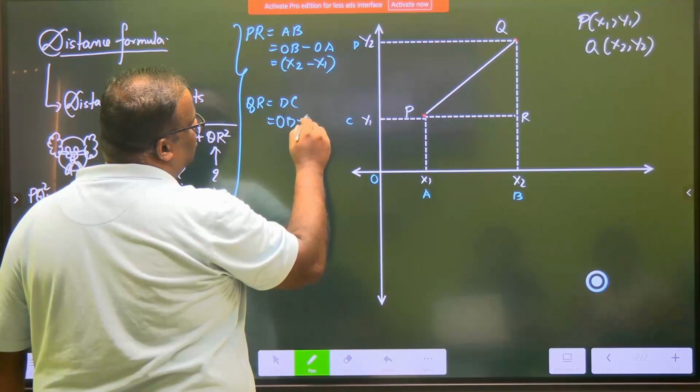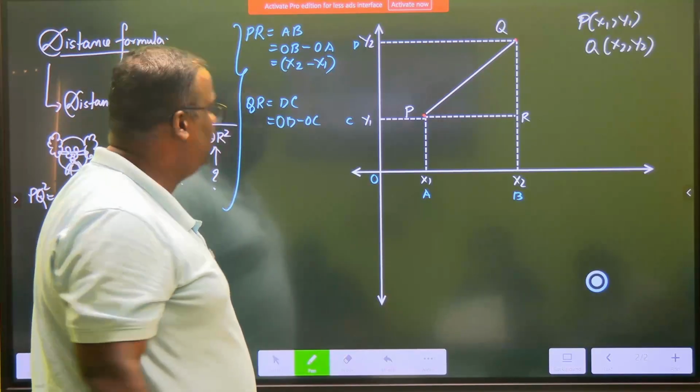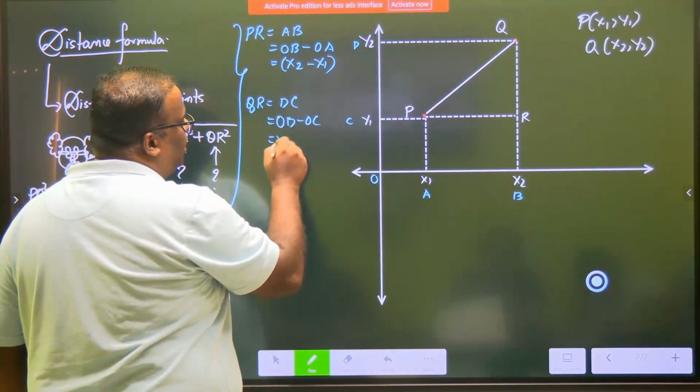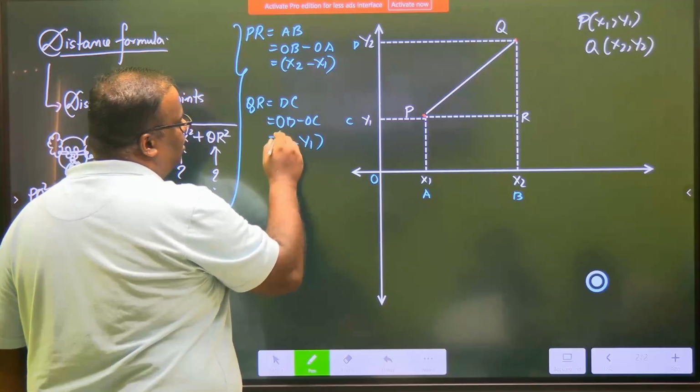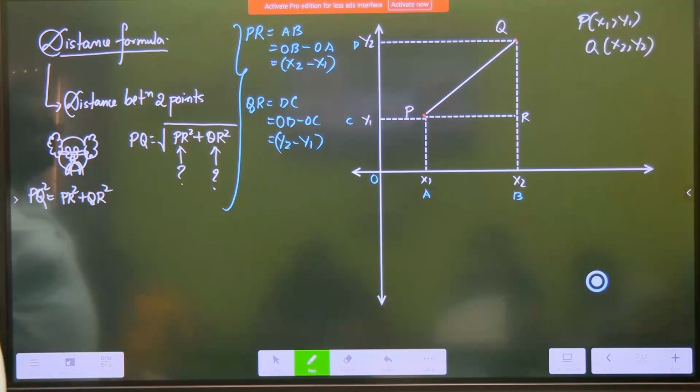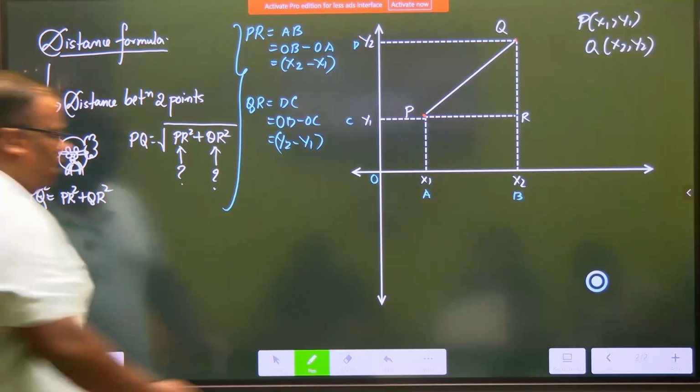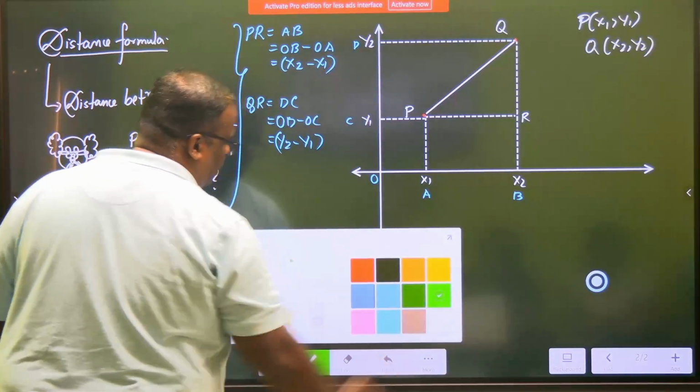OD minus OC. Agreed? OD is what, beta? Y2 minus Y1. Is this understood? बस हो गया और है ही क्या इसमें? अब डाल दो अपना डिस्टेंस फार्मूला. Now put in your distance formula.